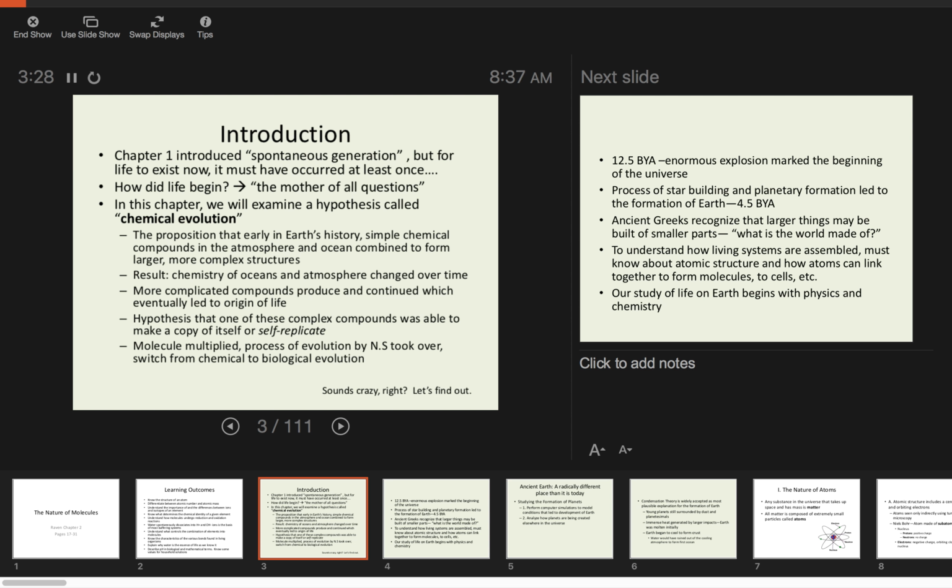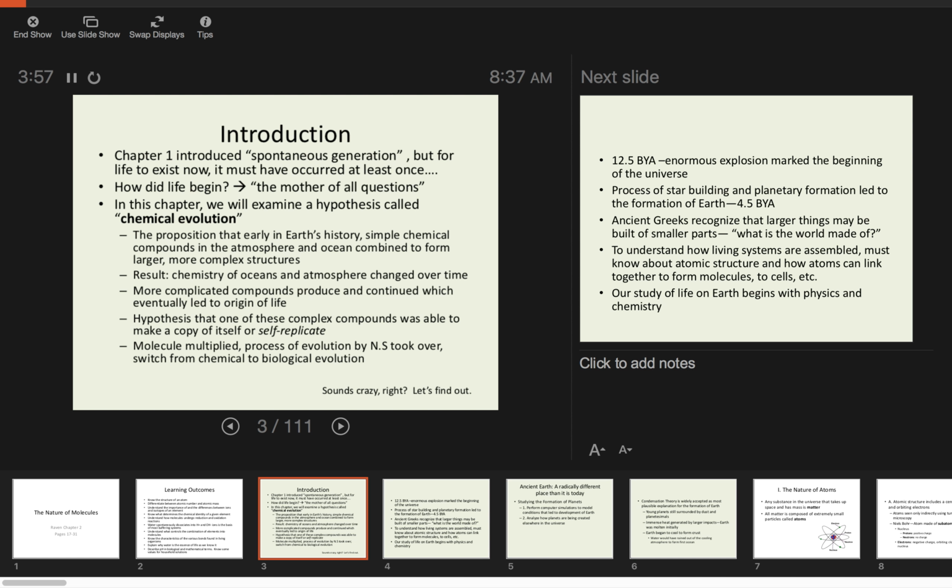More complicated compounds were produced, eventually leading to the origin of life. This is just a hypothesis that one of these complex compounds was able to make a copy of itself, or self-replicate, because that's one of the characteristics of life: organisms have DNA, and this molecule has to be able to replicate so it can be passed on to daughter cells. And then this molecule multiplied through evolution by natural selection, and took over.